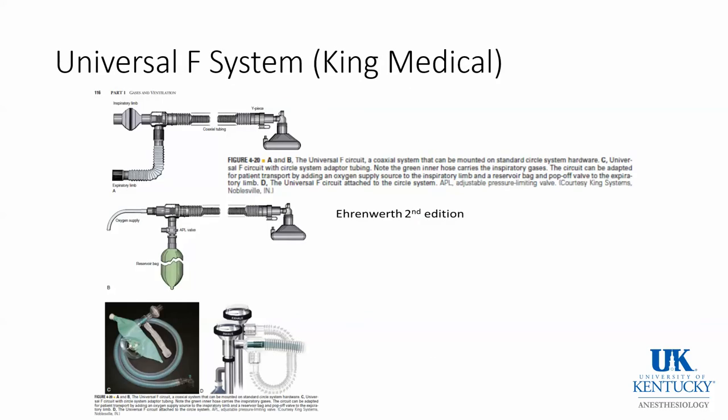An interesting circuit available on the market is the Universal F, which was probably invented after the Mapleson classification. And this is a coaxial circle, and in addition to being connected to a standard circle system, it can be used for transport.